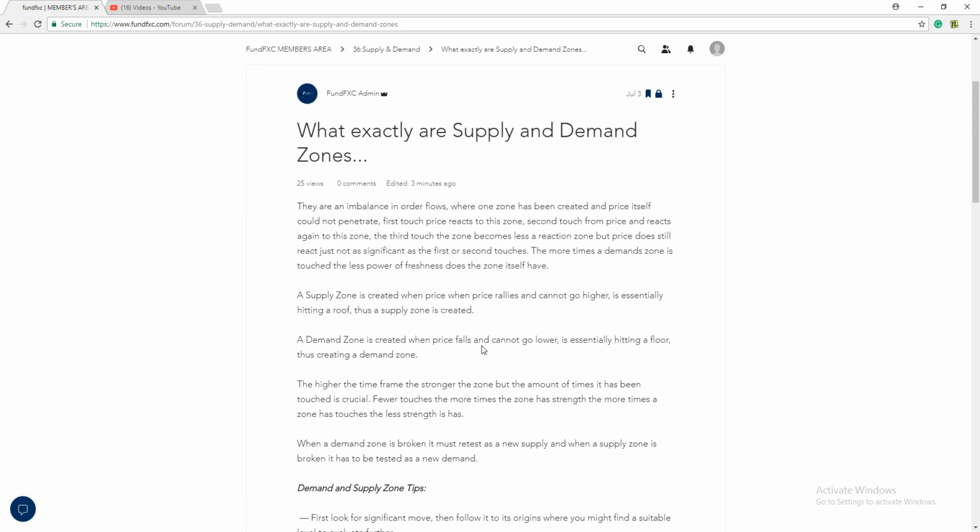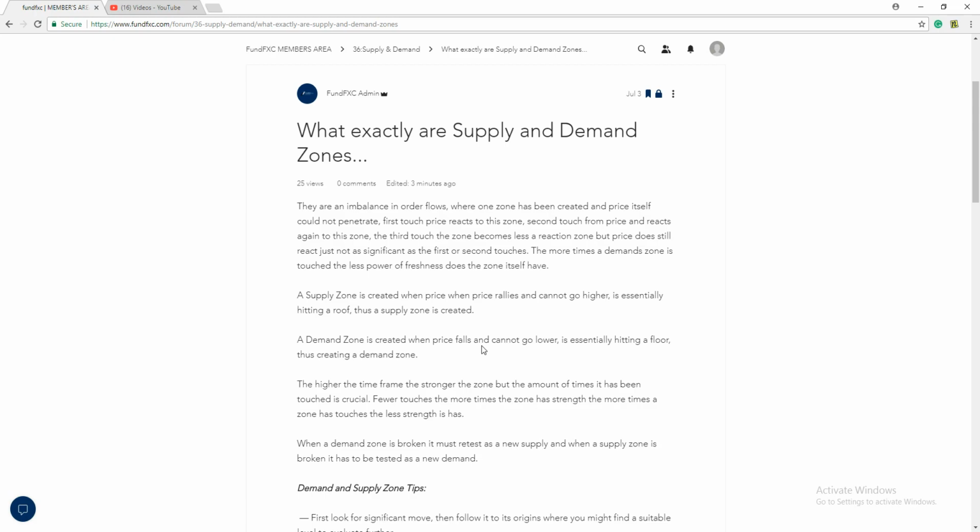A supply zone is created when price rallies and cannot go higher. It essentially is hitting the roof, thus creating a supply zone. A demand zone is created when price falls and cannot go lower. It is essentially hitting a floor, thus creating a demand zone.